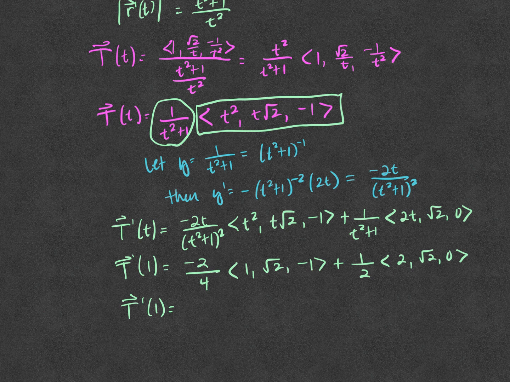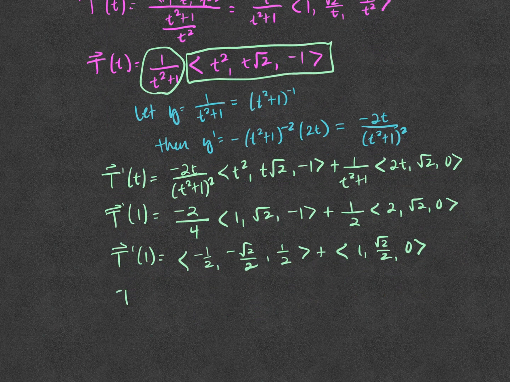So we have negative 1/2, and we're going to distribute that to be negative 1/2, negative square root of 2 over 2, and positive, I'm not going to write my positive, 1/2, plus half of 2 is 1, square root of 2 over 2, and 0.